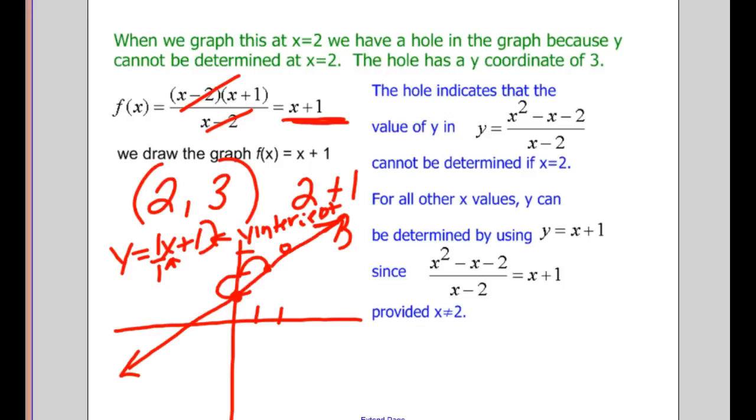Whoop. Let me hit it here. Okay, that's close enough. So it's like a line with a gap that's missing out of it.